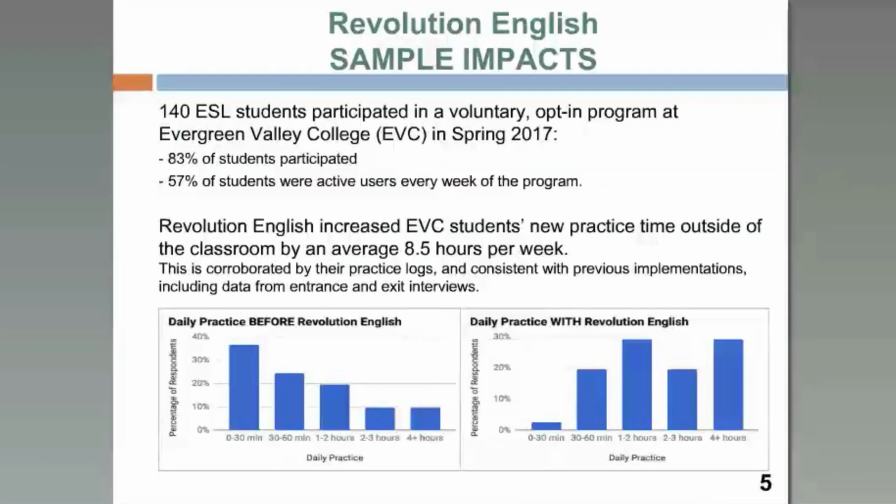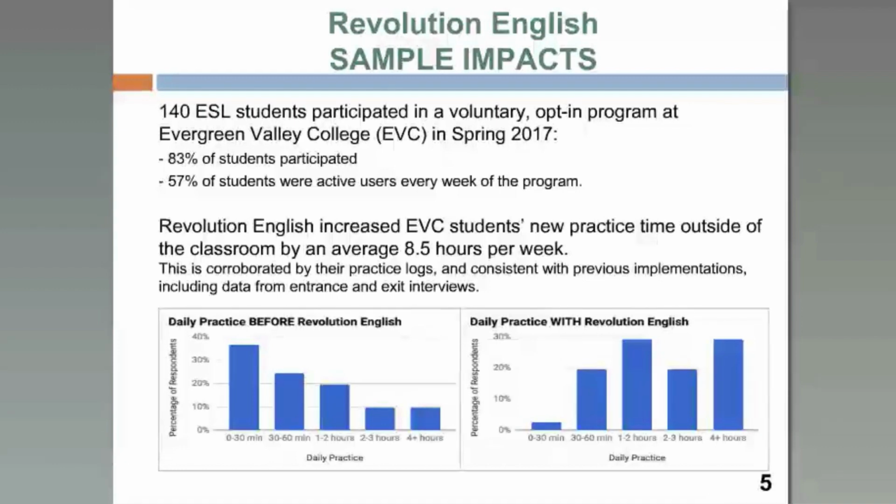So I wanted to provide you with a little bit of data background, some sample impacts of this program. We did run a pilot with Evergreen Valley College in spring 2017, and typically this program is used in schools as an opt-in program in case some of your students may not have access to a smartphone. We found that a majority of students do, and that shouldn't be a barrier to use. But this was an opt-in program at Evergreen Valley College, and 83% of the students participated, and then 57% were actively using the program every week, which means they were clicking through content and logging hours every week. So that's a significant amount of students.